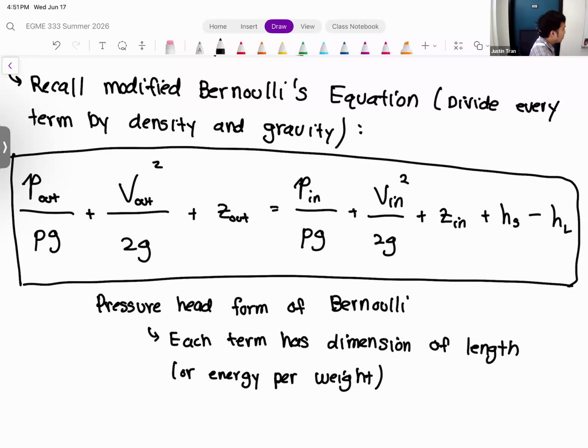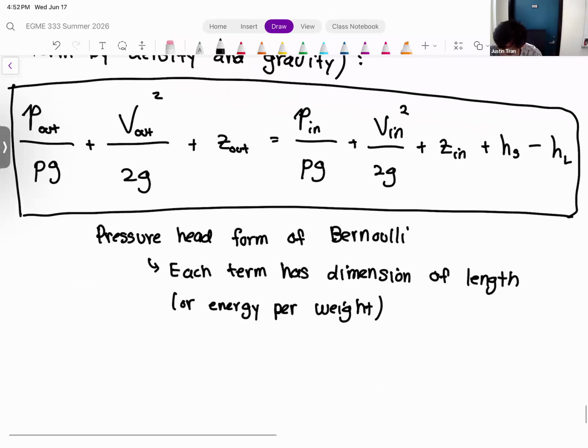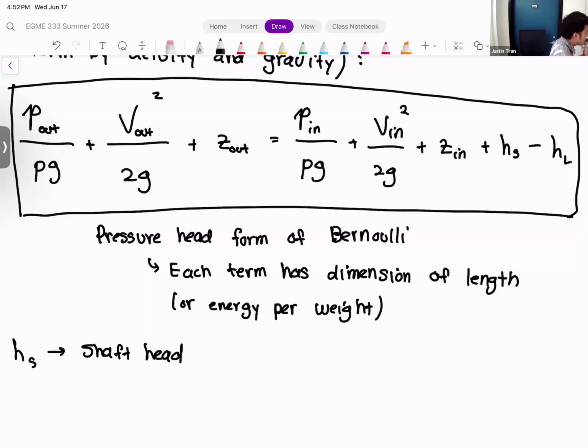So most terms here are pretty self-explanatory. We've brought up Bernoulli many times throughout this class, so we're not going to spend too much time on it. But I am going to focus on the last two terms of this expression, the HS and HF. So HS is what we call the shaft head. I know head is kind of a strange term to use here, but head is basically just length. So think of this as a measure of the energy per weight in the fluid as measured by a manometer. That kind of makes sense.